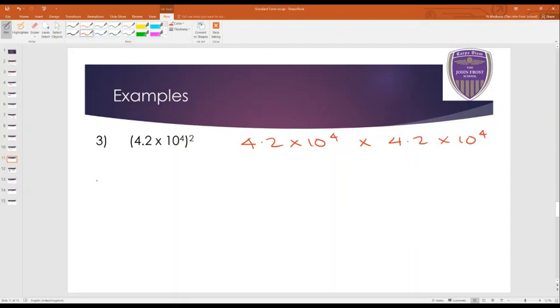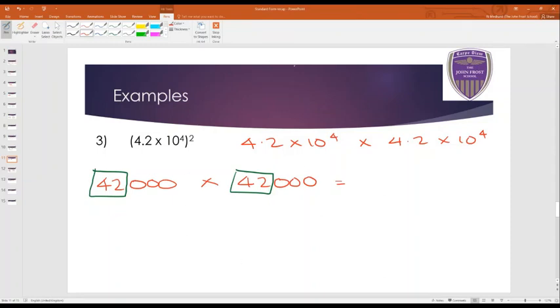So 4.2 times 10 to the power of 4 in normal form is 42000. So we're multiplying that by 42000. Okay, and then we're going to do exactly the same thing. Just concentrate on the digits that are not zeros first, multiply them, and then put 6 zeros on the end.